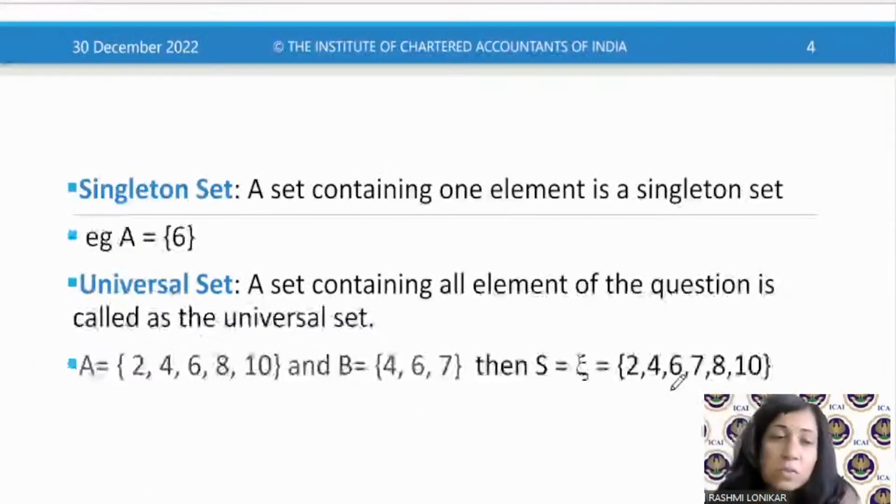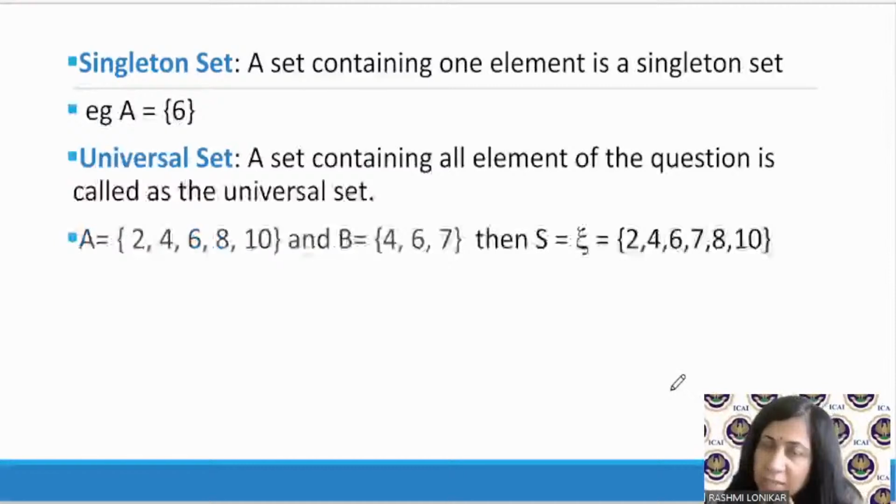Then what is known as a singleton set? A set containing only one element is called a singleton set. Okay, so one element is singleton. Universal set is a set containing all the elements of the question.